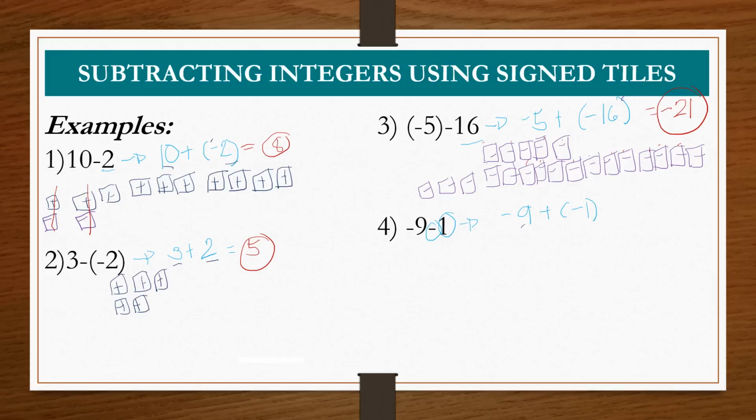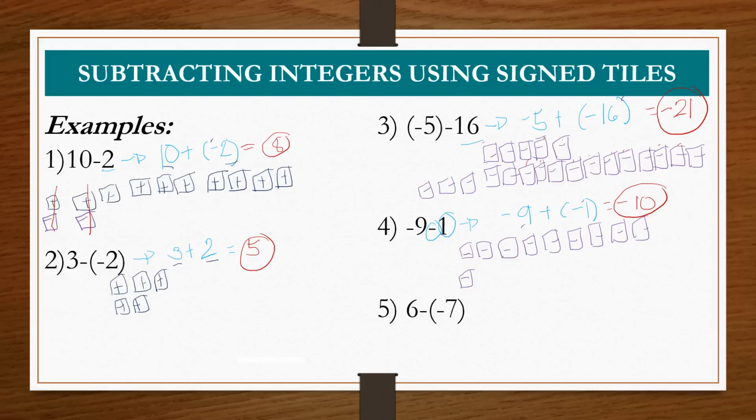For negative 9, we have 1, 2, 3, 4, 5, 6, 7, 8, and 9. Next, negative 1. So let's draw one negative tile, and that's it. Counting all of them, we have 10 negative tiles. So the answer here is negative 10.